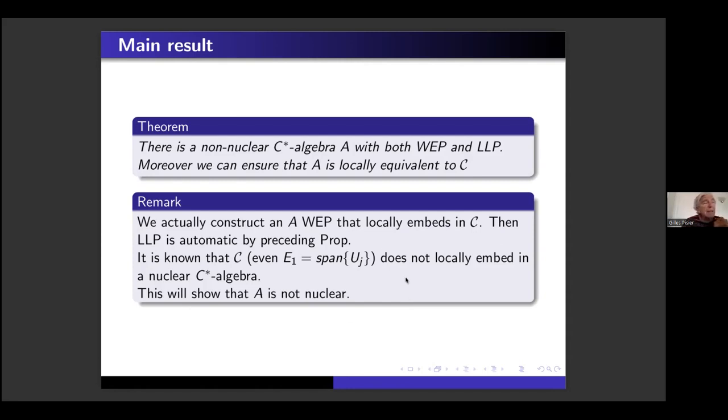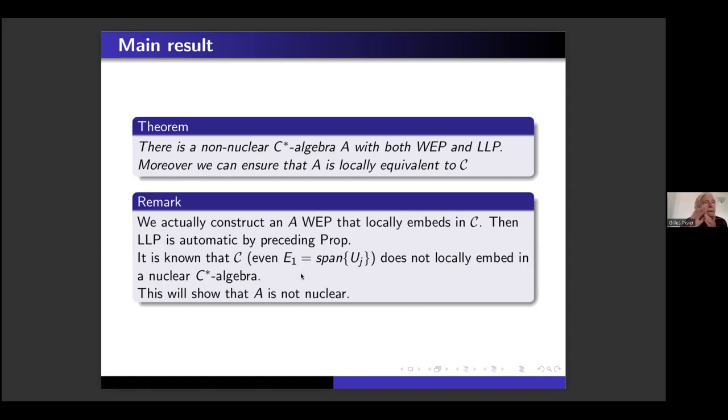Now, that algebra, the way I'm describing it, will automatically be non-nuclear, because it is known that if you have an algebra such that C locally embeds in the algebra, then it cannot be nuclear. Script C does not locally embed in any nuclear C-star algebra. So our algebra will be definitely non-nuclear.